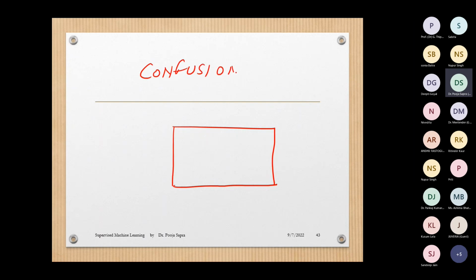What we call it as confusion matrix. So this is a performance metric for me to check whether my model performed well or not.